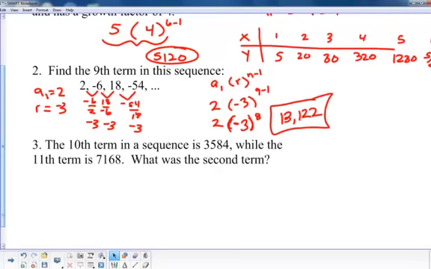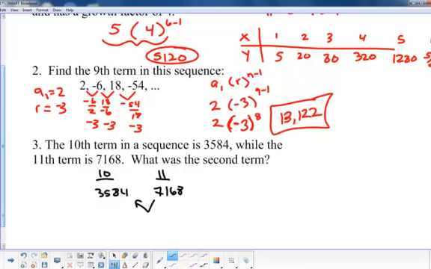Okay. If we know we have a geometric sequence and the 10th term is 3584 and the 11th term is 7,168, we can find that constant ratio by dividing. So if you put in your calculator 7168 divided by 3584, you get 2.